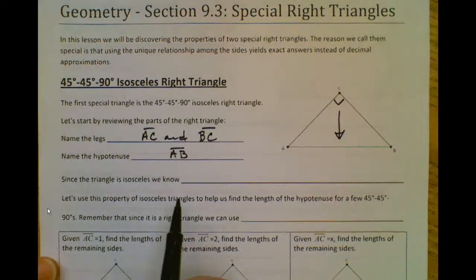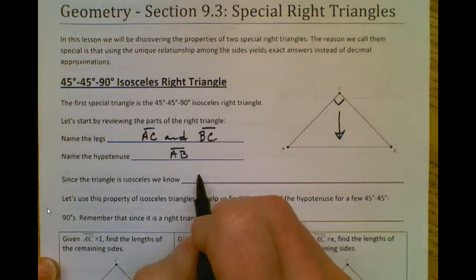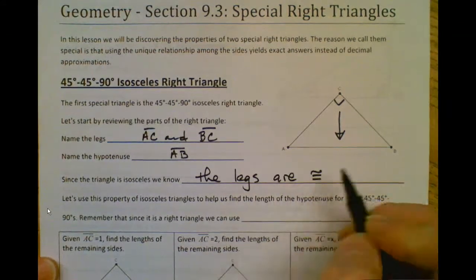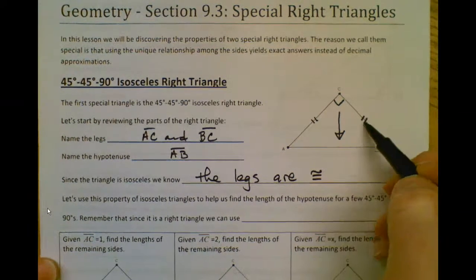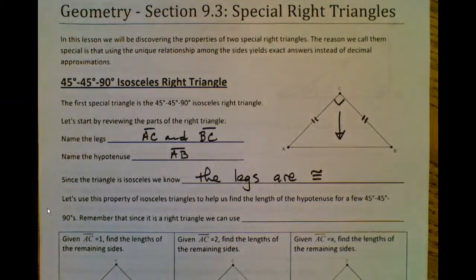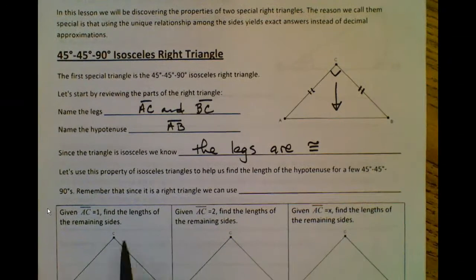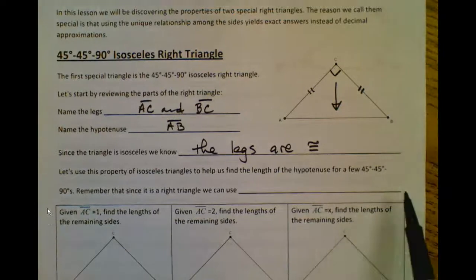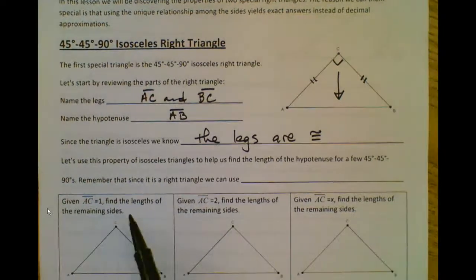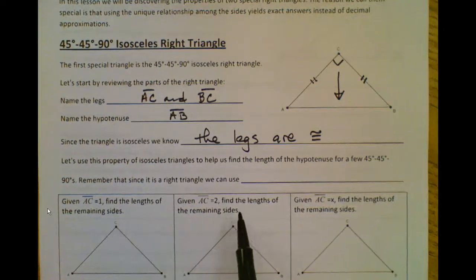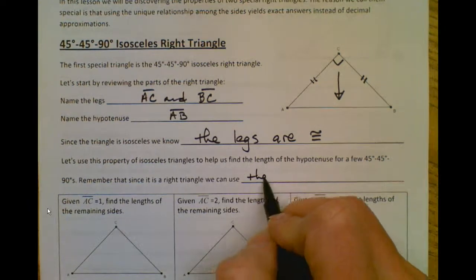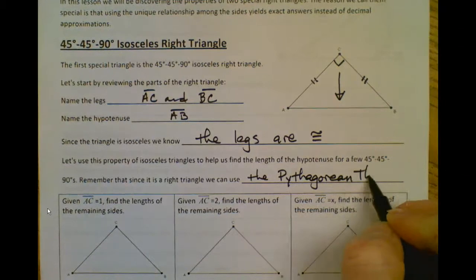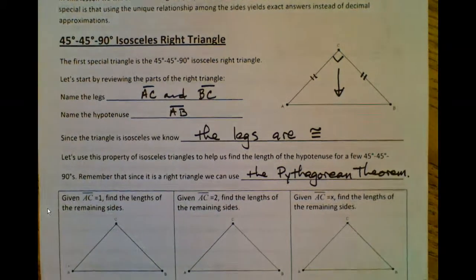Alright, and then since the triangle is isosceles, we know the legs are congruent. Okay, so these legs here are going to be congruent, and that's going to be useful for us soon. Alright, so let's use the property of isosceles triangles to help us find the length of the hypotenuse for a few 45, 45, 90s. And then remember that since it is a right triangle, we can use the Pythagorean theorem. Alright, so we use the Pythagorean theorem to help us.